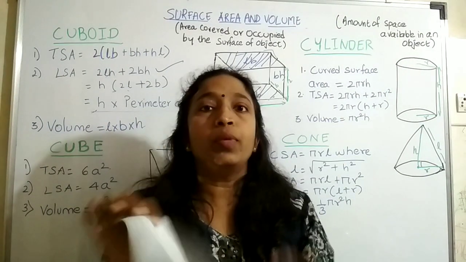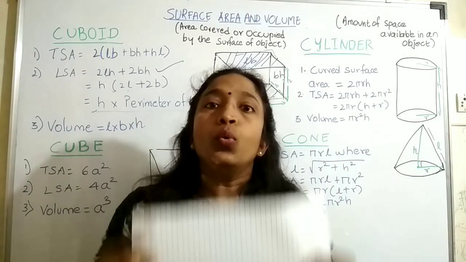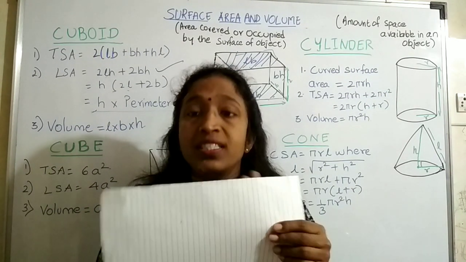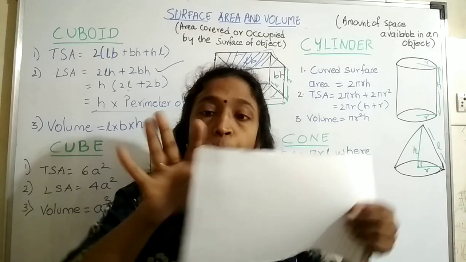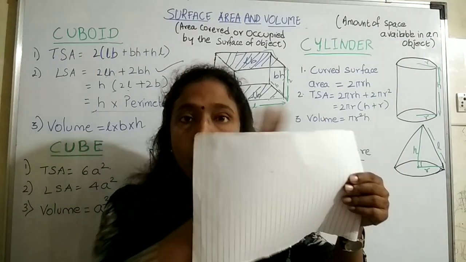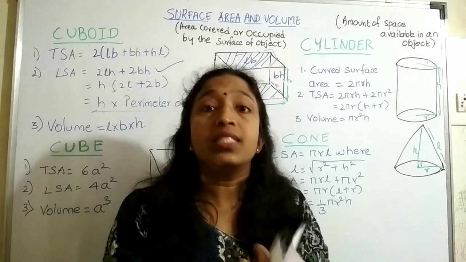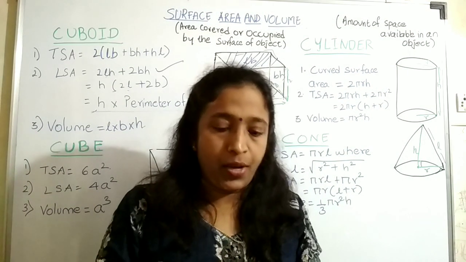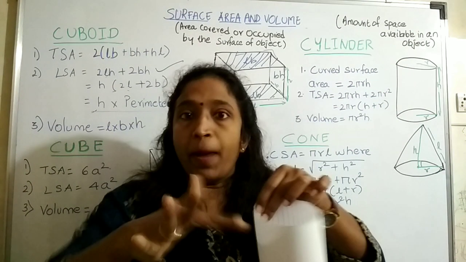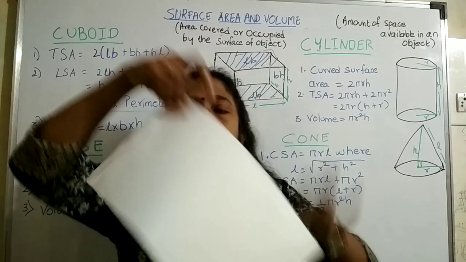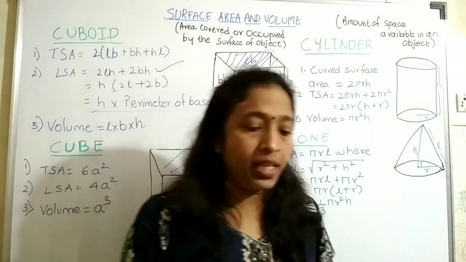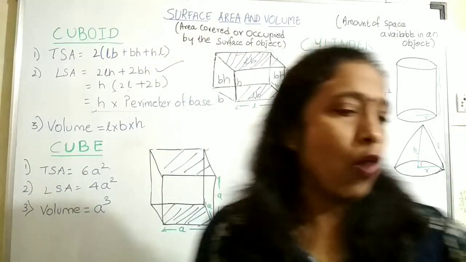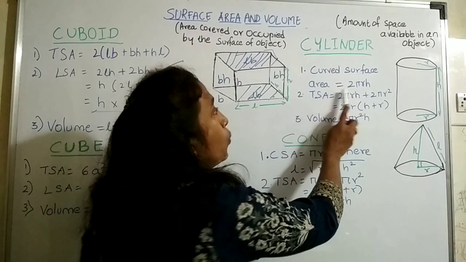So what is the formula for the CSA of a cylinder? 2 pi r h, because the area of the rectangle is length into breadth, and here this is 2 pi r and this is h. So 2 pi r into h will give you the CSA of the cylinder. I hope you have understood. So the CSA of the cylinder formula is 2 pi r h.